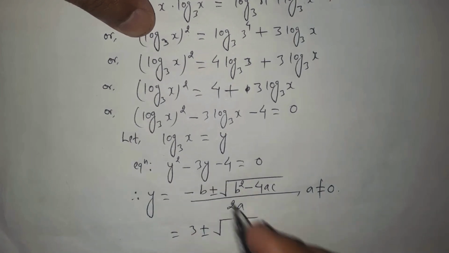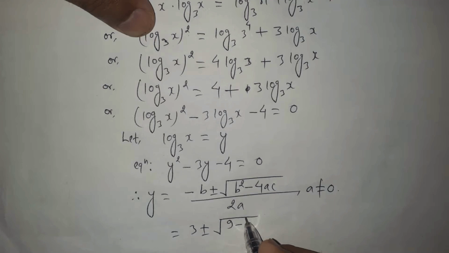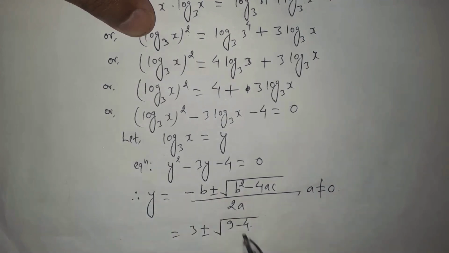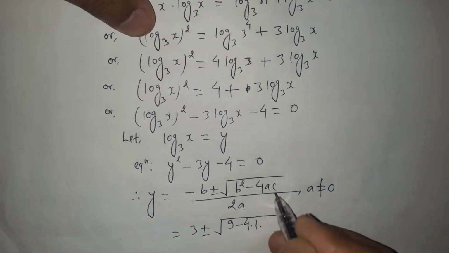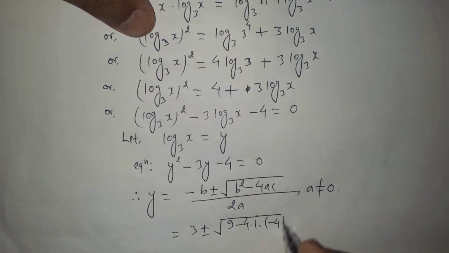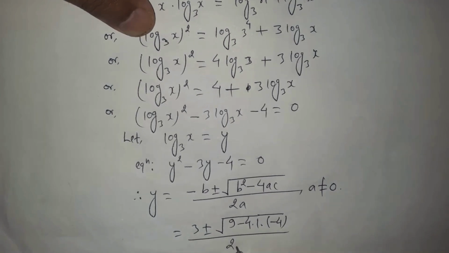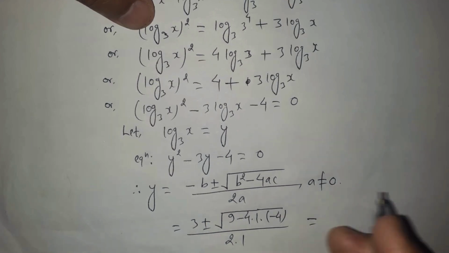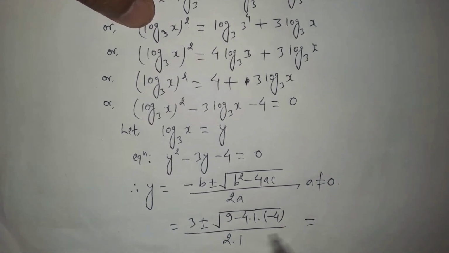Here b is negative 3, its square is 9, minus 4 times a, the coefficient of y squared, which is 1, times c, the constant term, which is negative 4 here. It is divided by 2 times a, and a is the coefficient of y squared, which is 1 here. Now simplifying these expressions inside the radical, negative times negative is positive, 4 times 4 is 16, 16 plus 9 gives 25, and the square root of 25 gives 5.